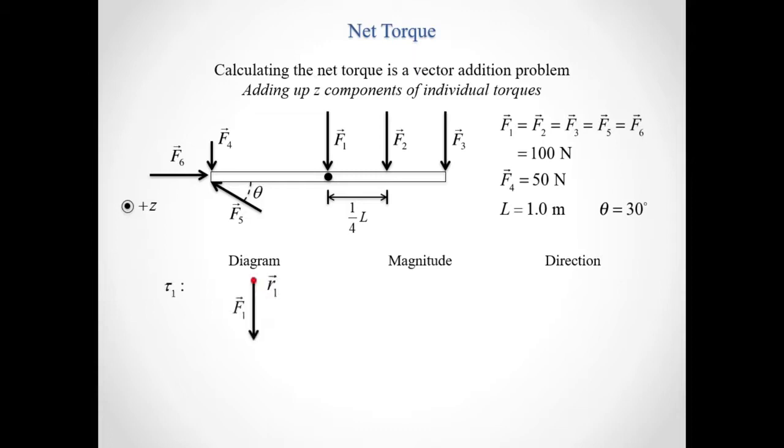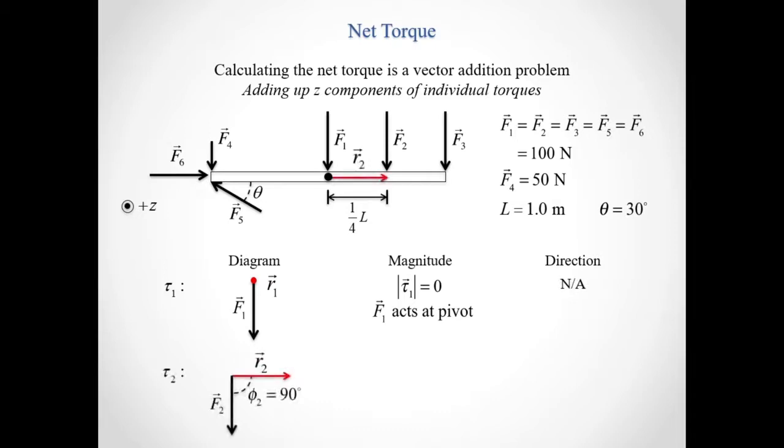So let's start with force 1. Force 1 acts at the pivot. So the R vector for this one is the 0 vector, which means the magnitude of the torque generated by force 1 is 0. Right? Any force that acts at the pivot generates no torque. That means I don't have to worry about direction.